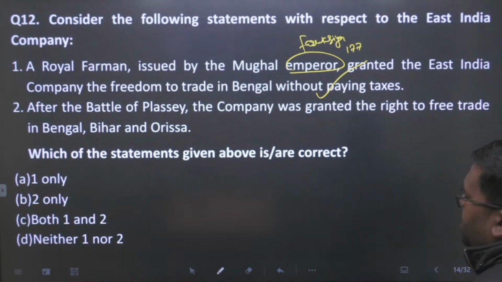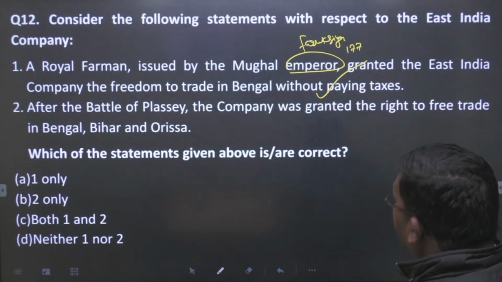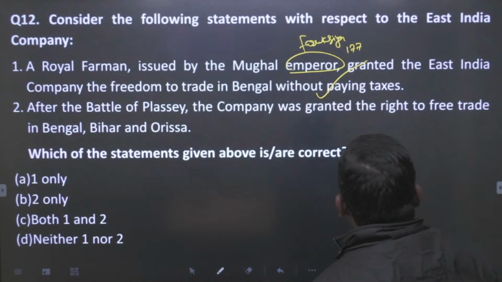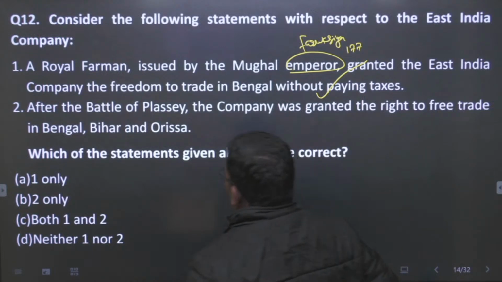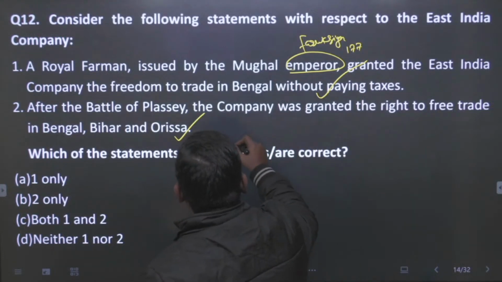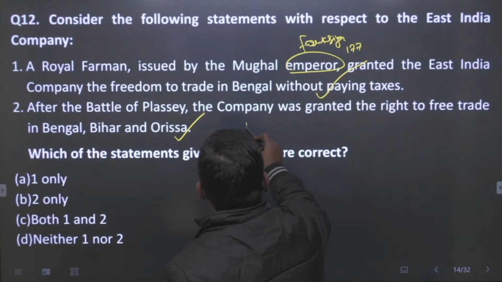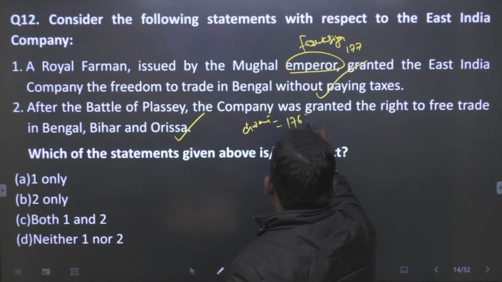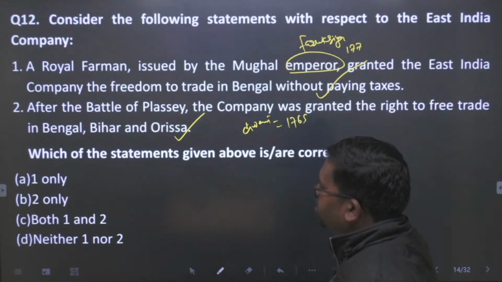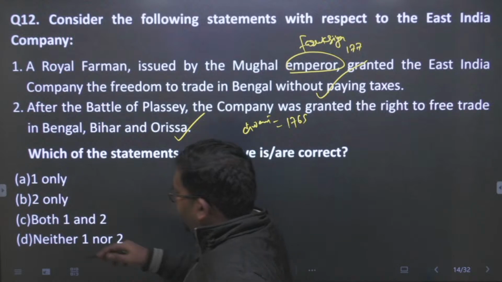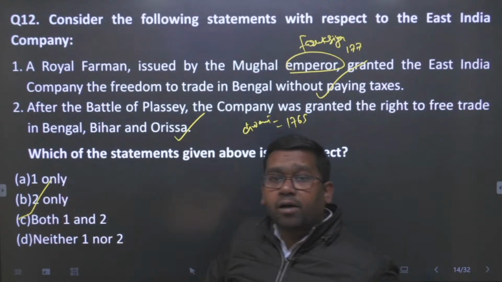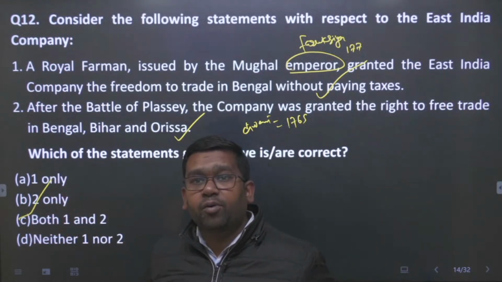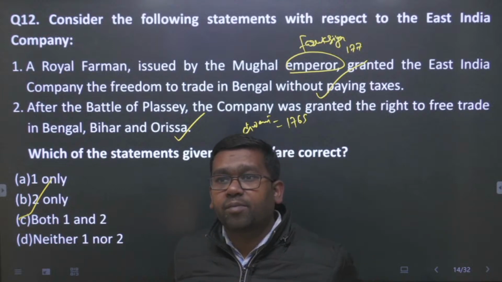After the Battle of Plassey in 1757, the company was granted the right to free trade in Bengal, Bihar and Orissa. This is true. And the Diwani rights were given after 1765. So this statement is also true. So the answer of this question will be C, both 1 and 2.